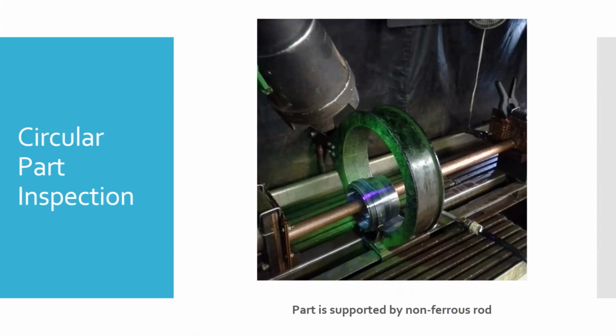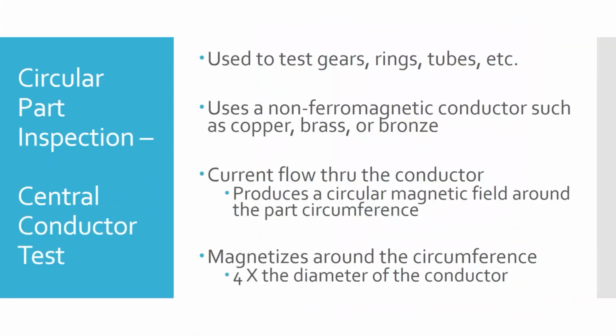We're not going to clamp it directly. And so we take a non-ferrous rod, typically brass or copper or bronze. Brass, copper, bronze are going to be your three non-ferrous. Very conductive, but non-magnetic. And you're going to run that through the middle of our circular part. And then that gets clamped into the head and tailstock. So current now can flow through that rod. And so again, this is for gears, tubes, rings, parts of landing gear, the circular tubes and that kind of thing.